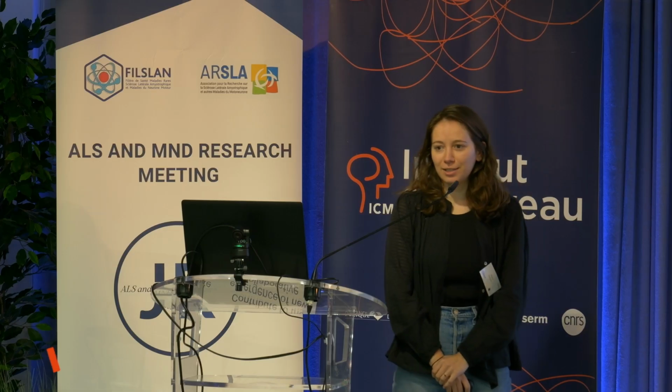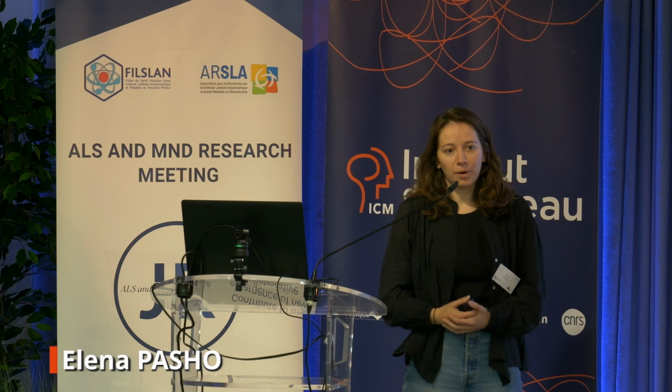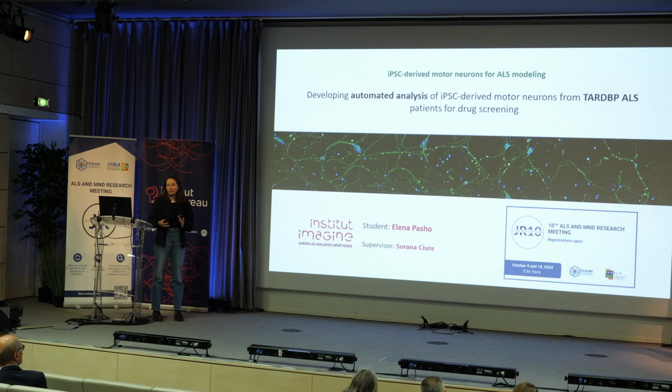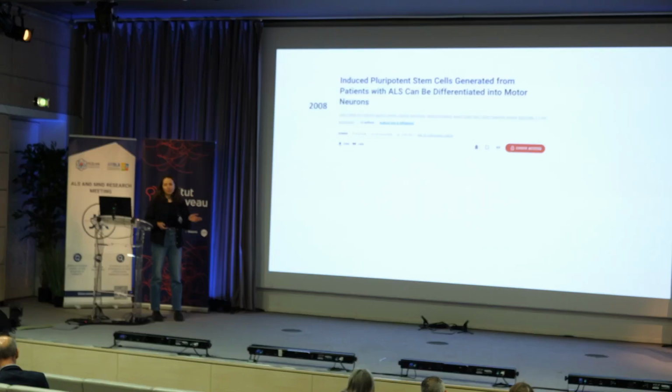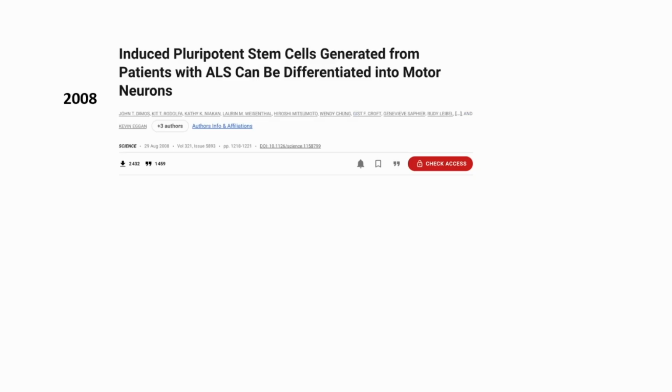I'm a second-year PhD student at Institut Imagine, and today I wanted to discuss iPS-derived motor neurons for modeling ALS, and more specifically how we do drug screening in this model. iPS-derived motor neurons were first seen in ALS in 2008, where we were able to show that we can get iPS from ALS patients and differentiate them into motor neurons.